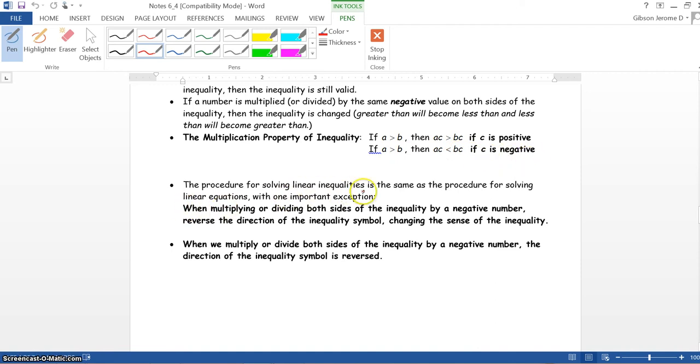The procedure for solving linear inequalities is the same as the procedure for solving linear equations, with one important exception. When multiplying or dividing both sides of the inequality by a negative number, reverse the direction of the inequality symbol, changing the sense of the inequality. When we multiply or divide both sides of the inequality by a negative number, the direction of the inequality symbol is reversed.